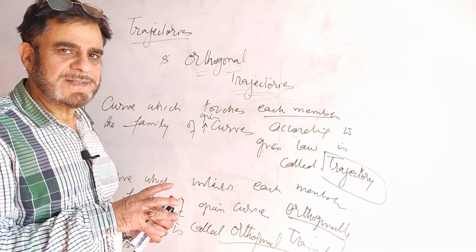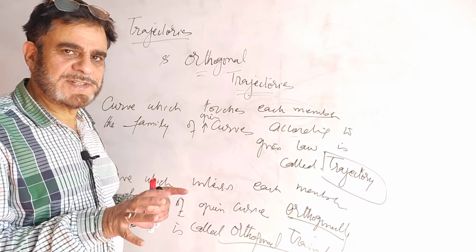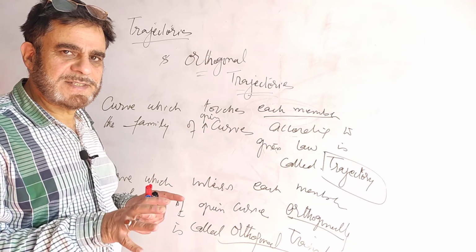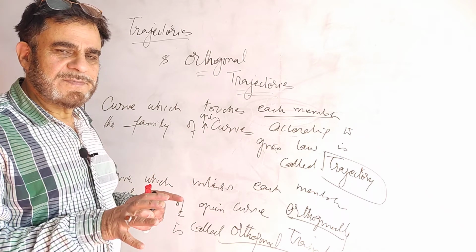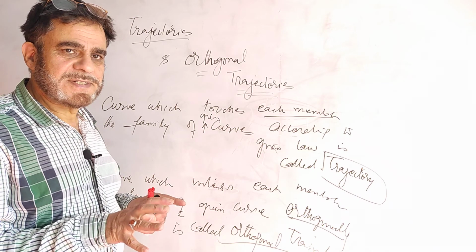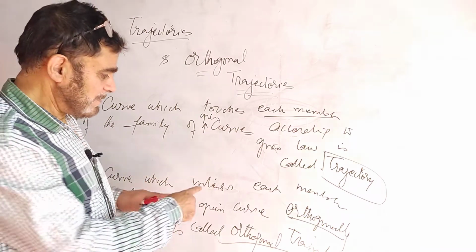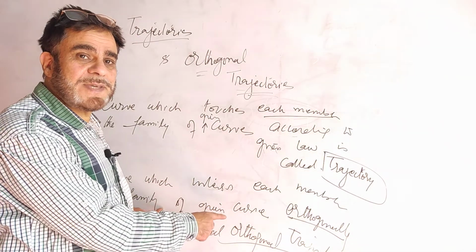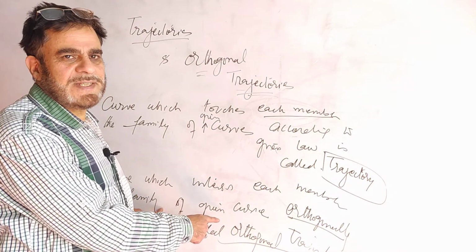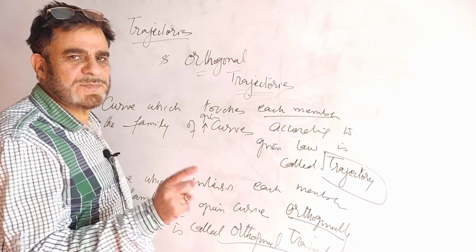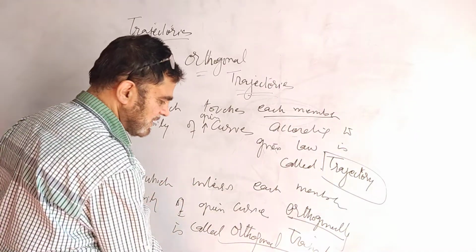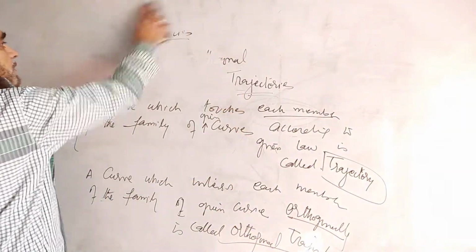Now, this is clear, because it is the differential equation which represents that equation which is satisfied by each member of the family of the given curve. Very simple. Suppose I will again give you some example.